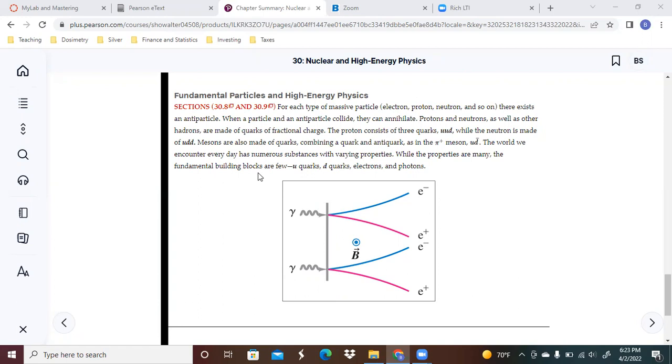And the world we encounter every day is numerous substances with varying properties. While the properties are many, the fundamental building blocks are few: up quarks, down quarks, electrons, and photons.